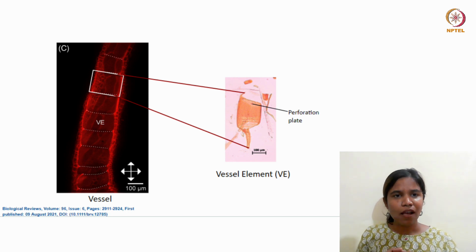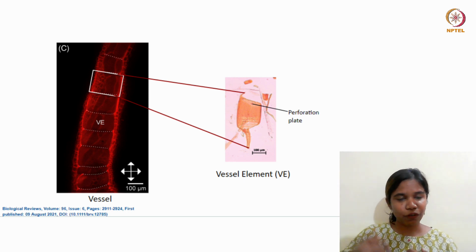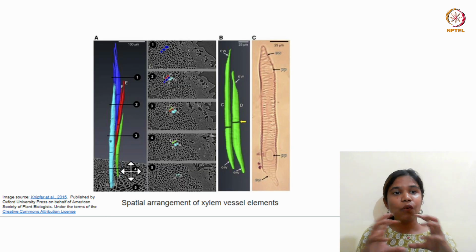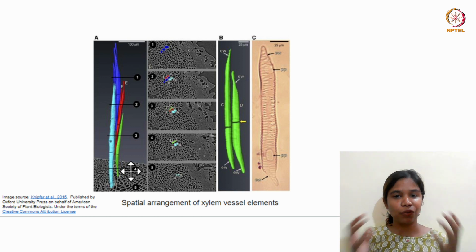Is there a single vessel running from the base of the tree to the very top of the tree? Is it a single vessel that is conducting water from the base to the topmost part? The answer is it's like a network or a mesh of vessels which help in the conduction of water.